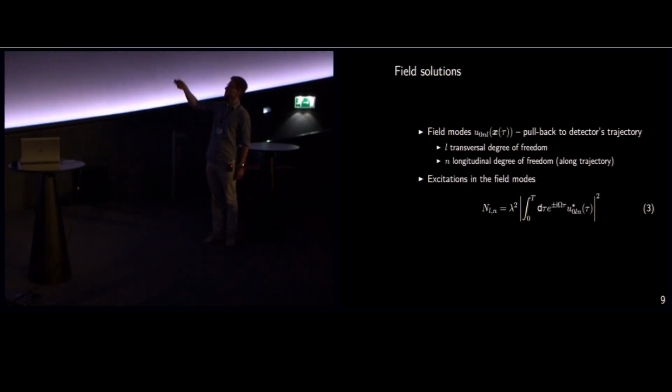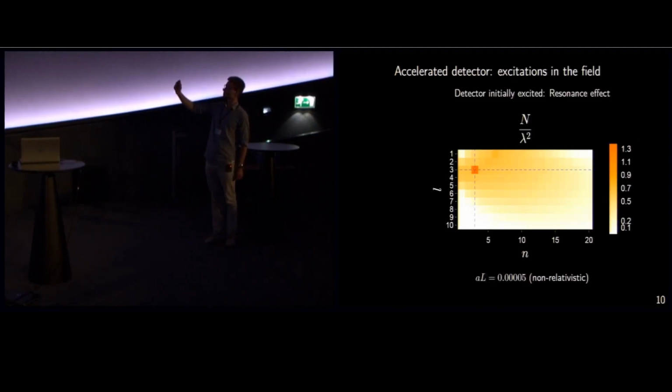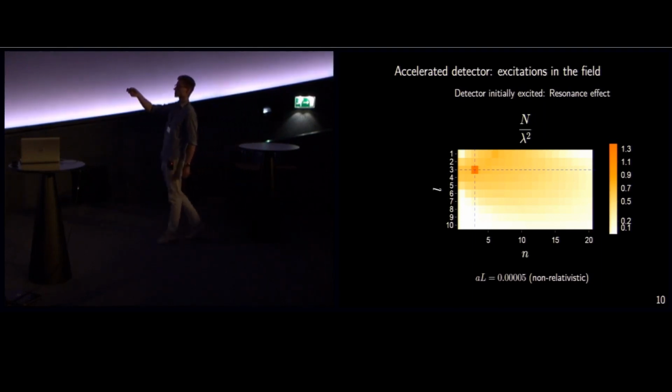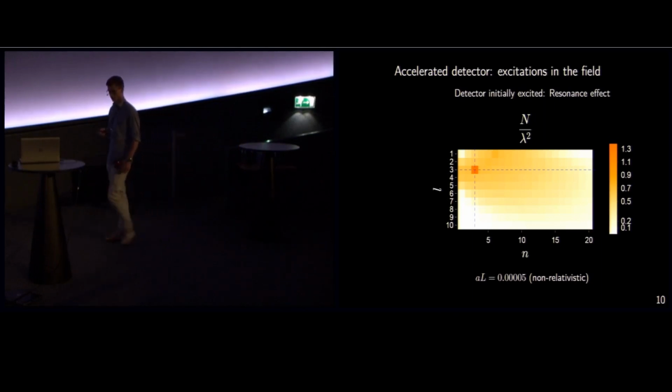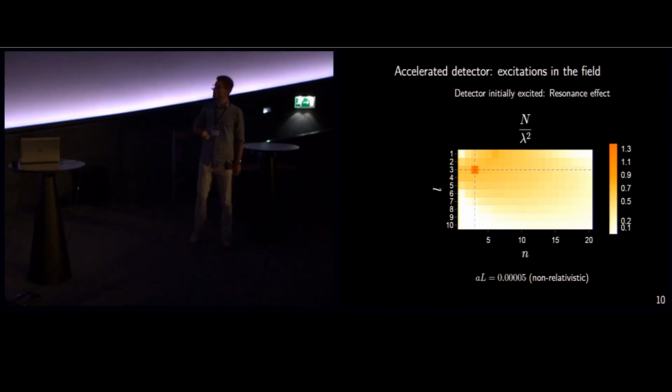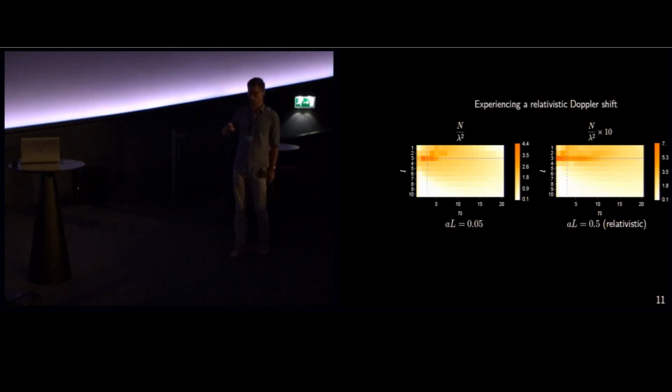So first of all, the plot here shows you what are the excitations in the field depending on the transversal and the longitudinal quantum numbers. And this is for non-relativistic trajectories. And here I would say, okay, it looks like a resonance, as you would expect from energetic requirements. And so the single mode approximation should be good. However, if you go to high accelerations, you have the relativistic Doppler shift, and this looks much worse. And of course, if you want to study, for example, the Unruh effect, you have to go to ultra-relativistic regimes, and then it looks totally lost.